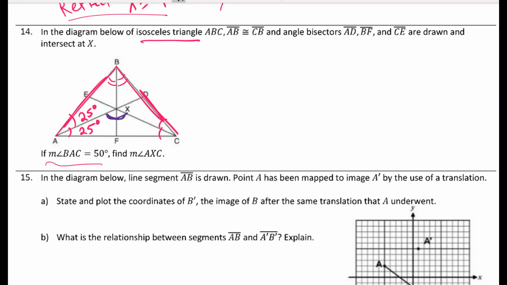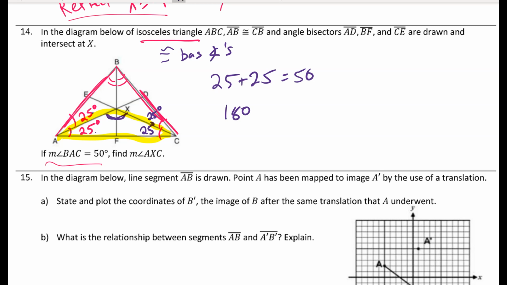Well, now the good news is this is an isosceles triangle, so it's got congruent base angles. So I know if this is 25 and 25 over here, these two should be 25 and 25 as well. Now, if I'm just looking at that little triangle right there, I've got two base angles of 25 and 25, and I'm only missing one angle. So if I add those two angles up to get 50, and then subtract that 50 from 180 degrees, I end up with the measure of angle AXC just being 130 degrees.